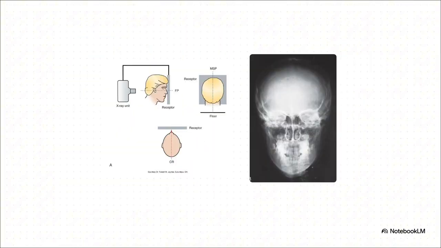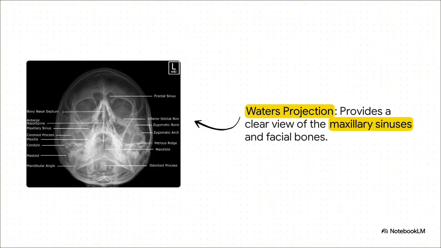Then there's the posterior-anterior projection. This gives us that straight-on, front-facing view. It's fantastic for examining the skull for any disease, trauma, or developmental issues because it lets you see everything in perfect symmetry. And this view is called the Waters projection. You know what its main job is? To give a super clear, totally unobstructed look at the maxillary sinuses. Those are the big air pockets right behind your cheekbones. It's the perfect tool for checking out sinusitis or fractures in that specific area.